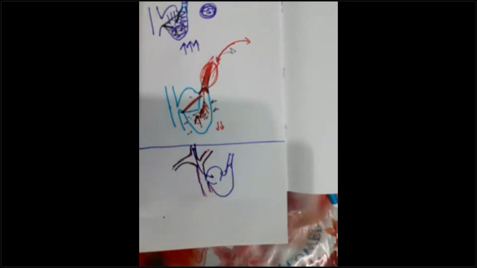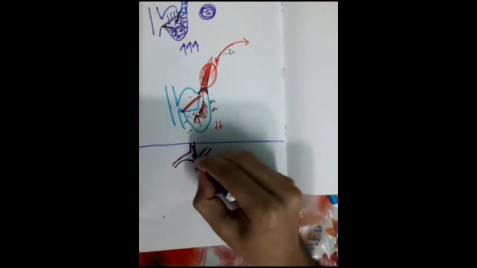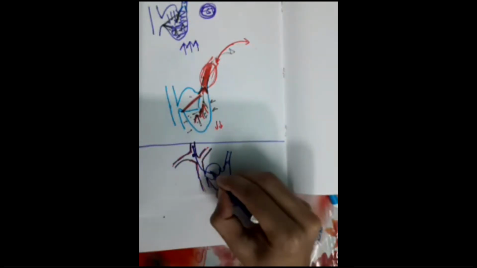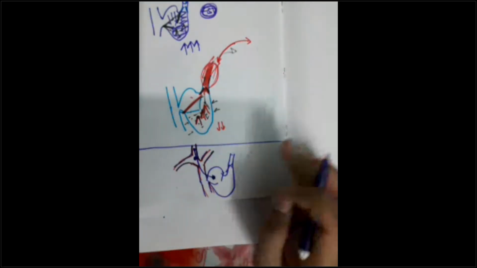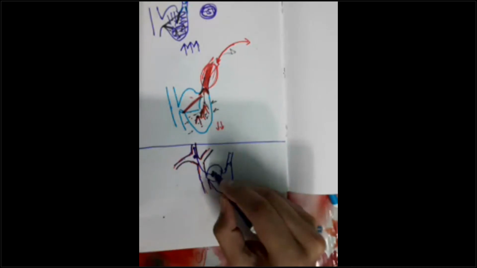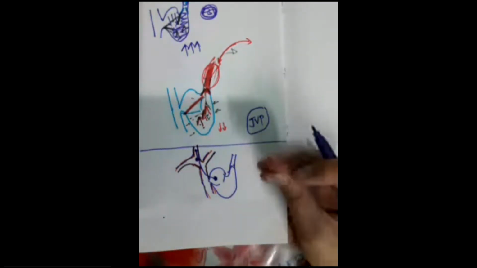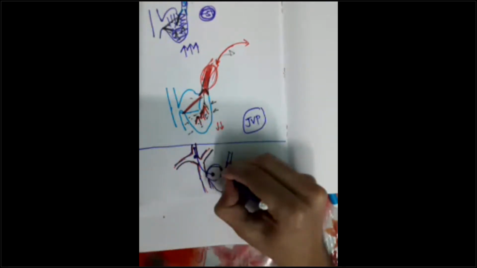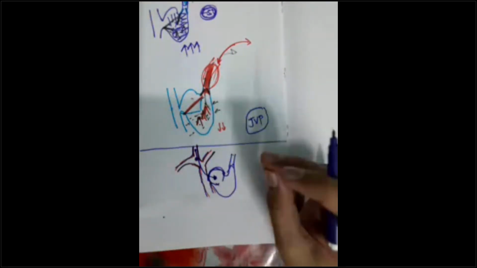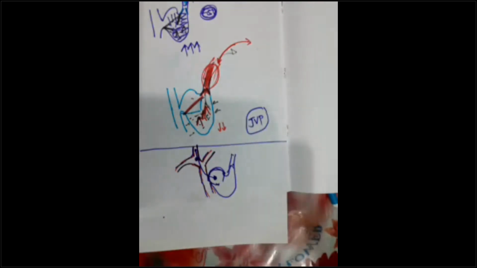Is it in direct line with my right atrium? Type yes or no. Yes, it is in direct line with my right atrium. So whatever pressure changes take place in my jugular vein are the pressure changes taking place in my right atrium. So jugular venous pressure or jugular venous pulse is nothing but it is showing the activity or the condition of your right atrium, guys. Is it clear?